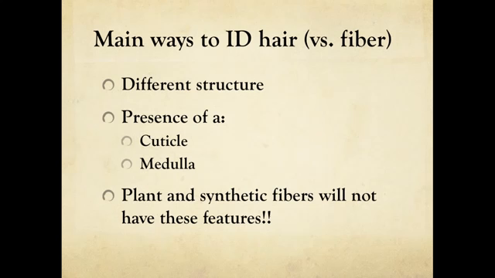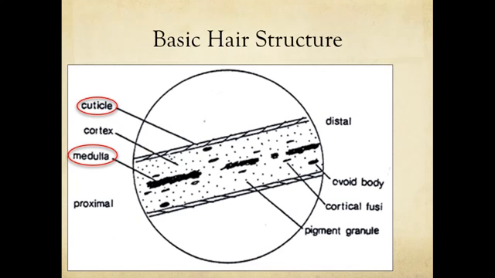When you look at a hair under a microscope, you will immediately see the cuticle and the medulla, which would not be present on a plant fiber or synthetic fiber. This image shows you the basic structure of a hair. The two main components of hair that we'll talk about today are the cuticle and medulla.